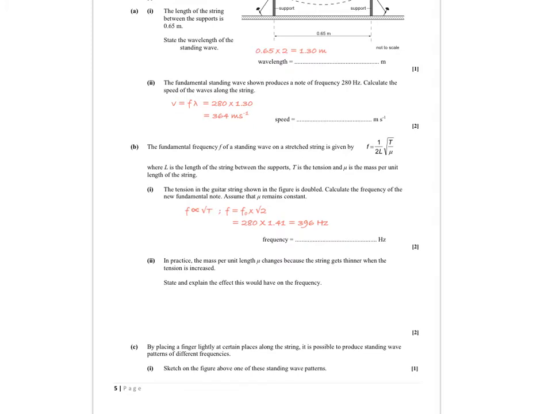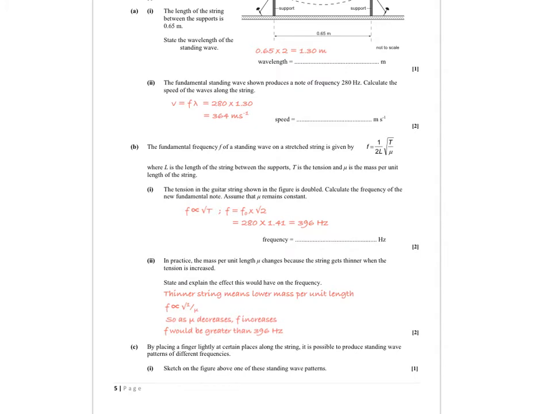And so we need to state and explain the effect this would have on the frequency, because what we're doing when we're stretching that string, making it thinner, is decreasing the mass per unit length. And so going back to our equation here, we're going to make mu smaller. And again, we can say that the thin string means a lower mass per unit length, and so f is proportional to root 1 over mu, or 1 over root mu, same thing. And so as mu decreases, the frequency will increase, and so f would actually be greater than 396 Hz, the value we've just worked out.